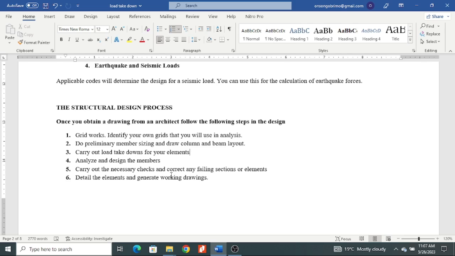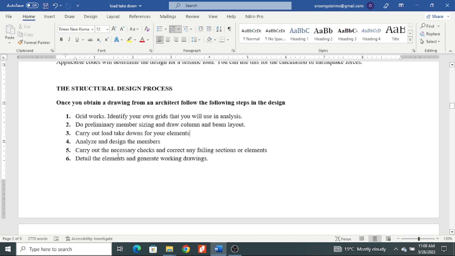Sometimes also the member you have provided is failing maybe in shear, and instead of increasing the size, you can decide to provide shear reinforcement to counter that shear. So here is where you provide the specifications of the member, and then you carry out the necessary checks and correct any failing sections or elements. And then lastly, you detail the elements in suitable software, and after that you produce working drawings or approval drawings that are normally taken to local authorities for approval, and then you proceed to site.